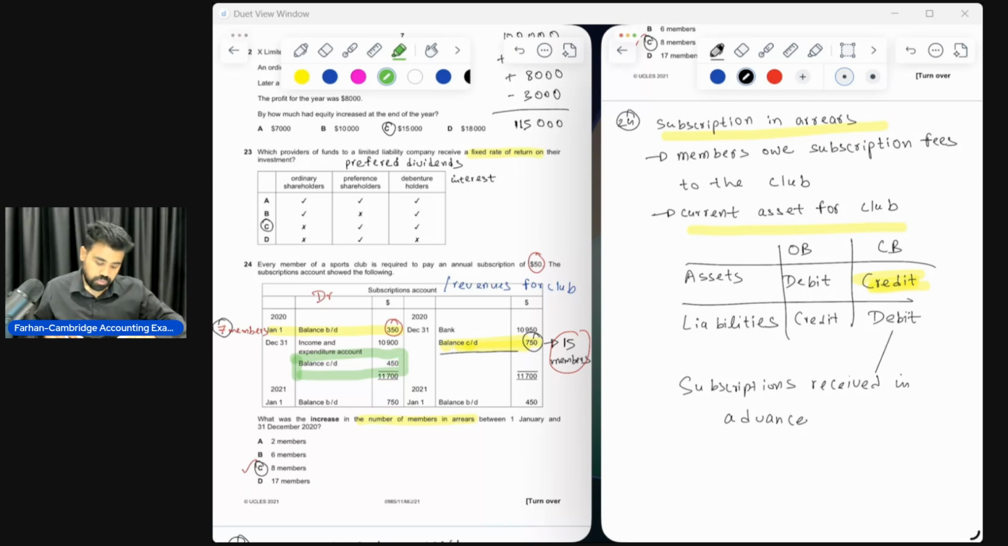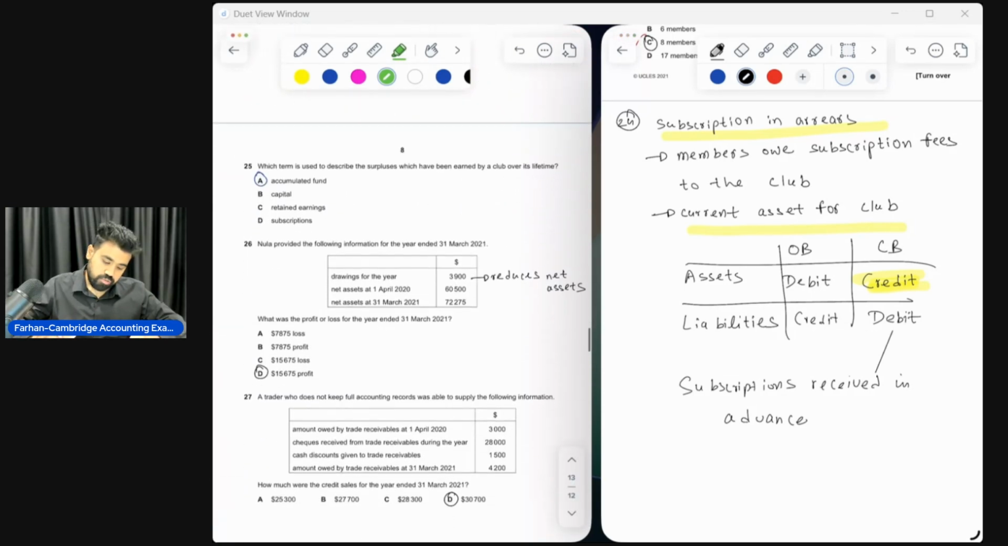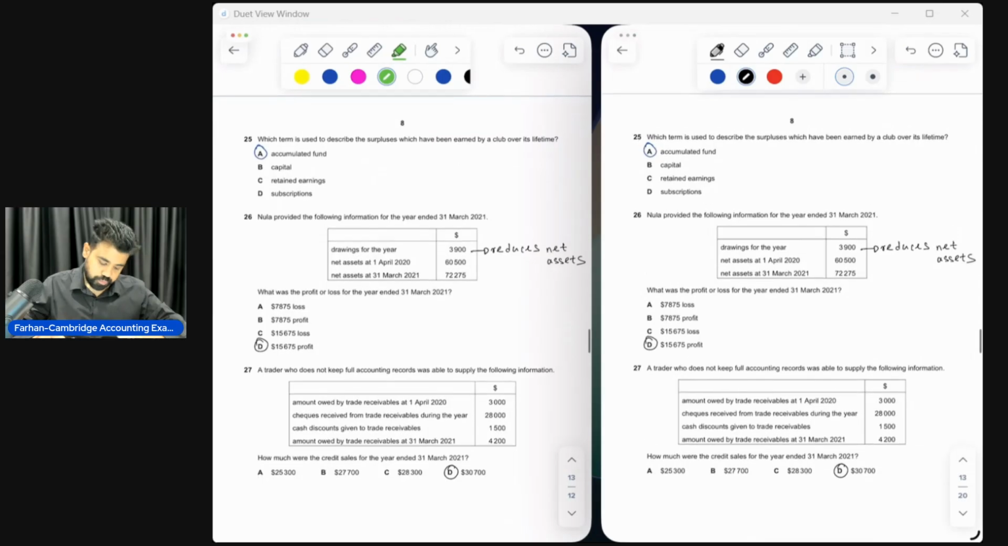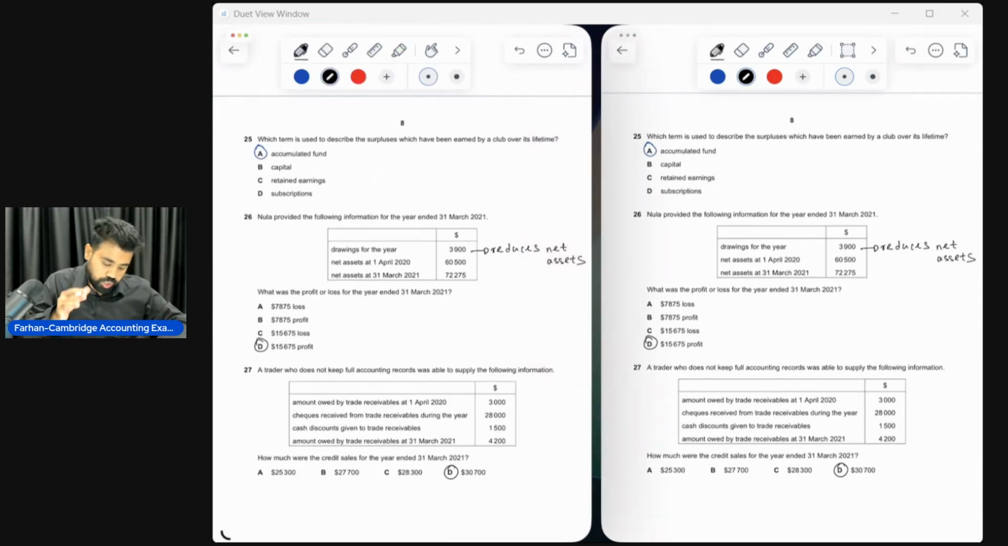All right, let's go to question 25. Which term is used to describe the surpluses that have been earned by a club over its lifetime? It is always accumulated fund, because surpluses refer to the excess amount, which is what you know as profit if you were having a proper business. But a club is not a business. It is a non-profit organization purely surviving to take care of the members, right?